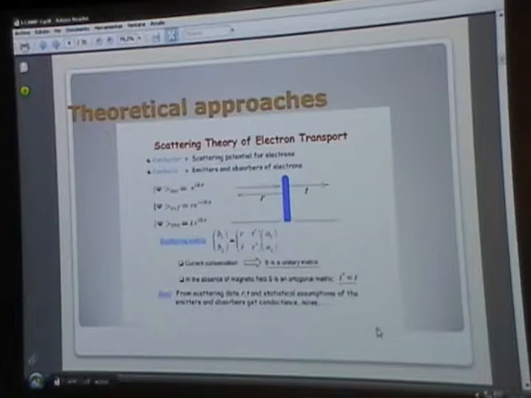Just a fast reminder of these approaches, because I'm going to use some of these things. One theoretical approach is to use scattering theory of electron transport, which means that the electron has to travel through a barrier and then has to use its wave properties to pass through the barrier, just like a light wave passes through a material. So we have an incident wave, and reflected and transmitted waves.